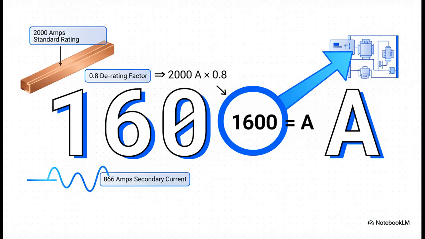Now, you don't just pick a bus bar that matches the normal current. No way. You have to build in a safety margin. So a really common practice is to pick a standard size, say a 2,000 amp bus bar, and then apply what's called a derating factor. Here we're using 0.8. This basically accounts for real life, things like hot summer days that can actually reduce how much current a conductor can safely carry. So that gives us an effective rating of 1,600 amps, which, as you can see, is way above our normal 866 amp current. Plenty of headroom.